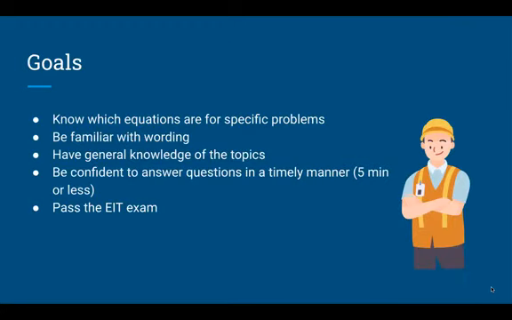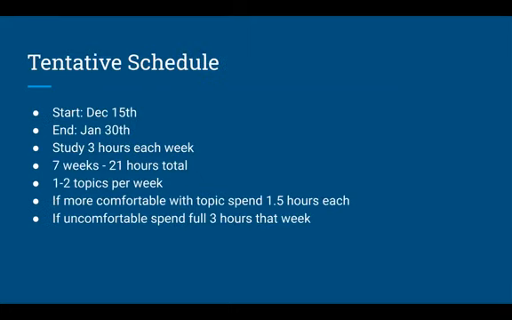Our goals are to know which equations are for specific problems, be familiar with wording, have general knowledge of the topics, and be confident to answer the questions in a timely manner, roughly 5 minutes or less, and overall pass the EIT exam. Our tentative schedule: if we start December 15th and end January 30th, it gives us about a month and a half. Study for about 3 hours each week. That is 7 weeks with 21 hours total.